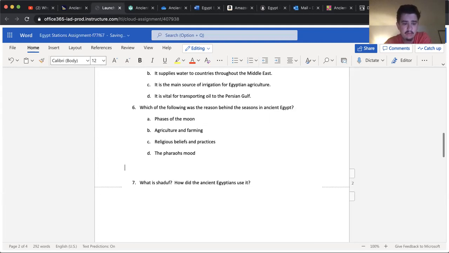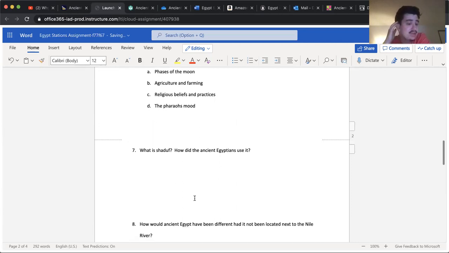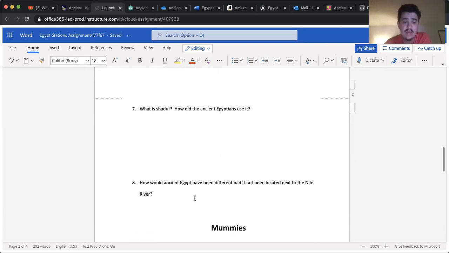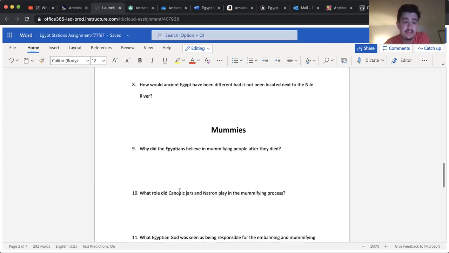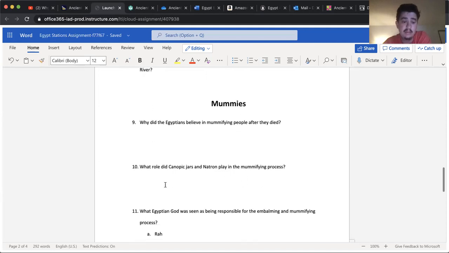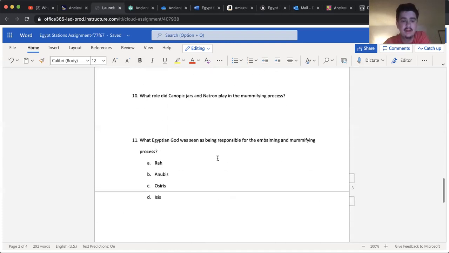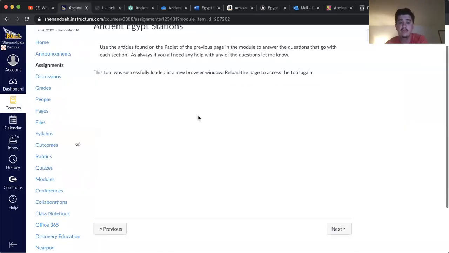7, what is a shaduf and how did the ancient Egyptians use it? And then question 8, how would ancient Egypt have been different had it not been located next to the Nile River? 9, why did the Egyptians believe in mummifying people after they died? 10, what role did canopic jars and natron play in the mummifying process? And then 11, what Egyptian god was seen as being responsible for the embalming and mummifying process? Ra, Anubis, Osiris, or Isis? Those are your questions for this.